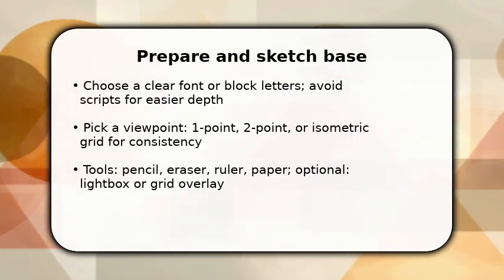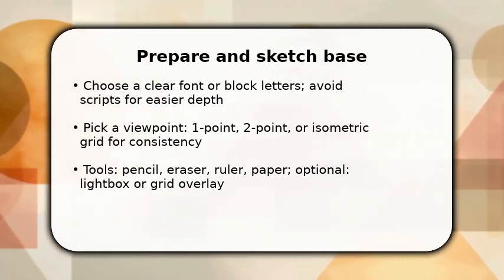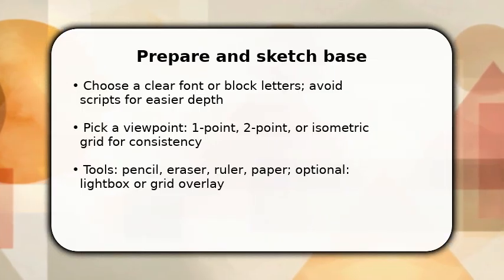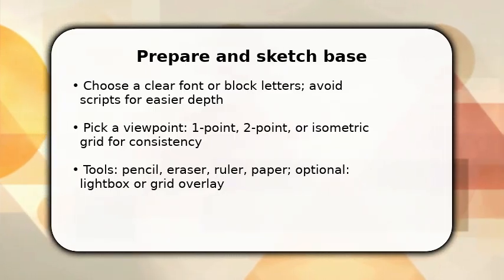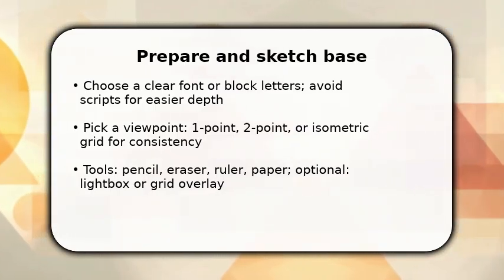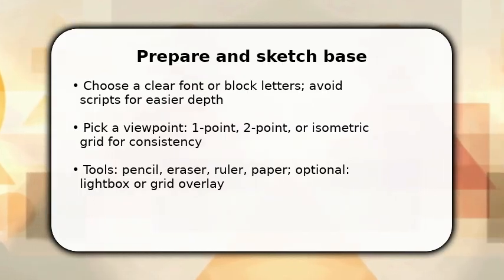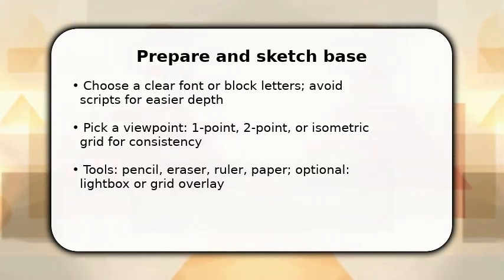Once done, identify the vanishing point, S, and draw faint construction lines from each letter edge toward it so depth will align. Make sure to keep strokes light. That lets you adjust proportions before committing to darker outlines and prevents perspective errors later.